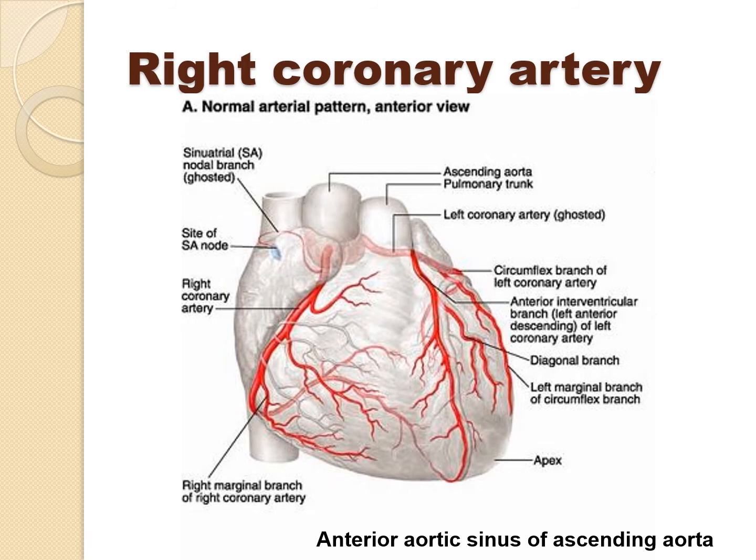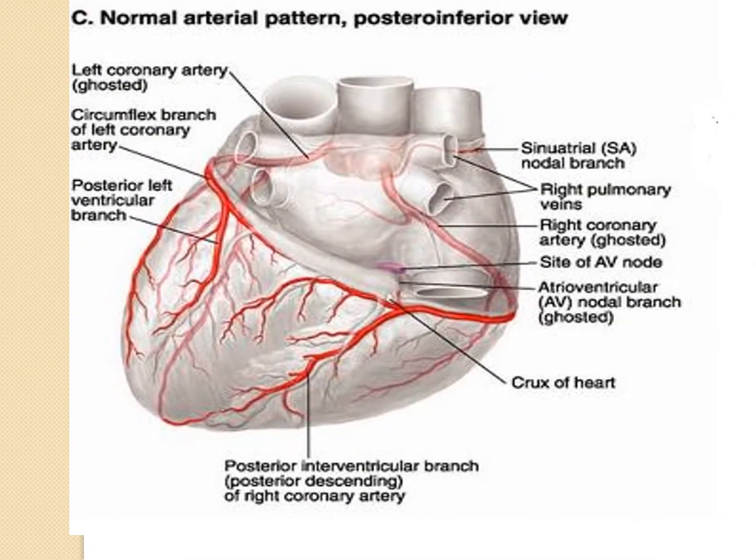So this one is the right coronary. Now, the posterior view of this right coronary artery. Here it gives a nodal branch to the SA node, another nodal branch to the AV node, and this one is the crux of this heart. The descending branch is given the name posterior interventricular branch of this right coronary artery. So this is the course and distribution of this right coronary artery.